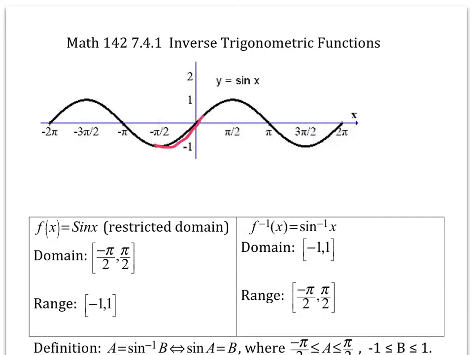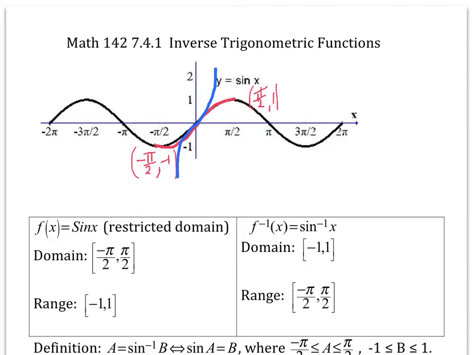We're going to look at this piece from negative pi over 2 to pi over 2, and technically that's a new function. Let's call that capital sine of x. It goes from the point negative pi over 2, negative 1, to the point pi over 2, comma 1. It's one-to-one, has an inverse. We're going to call that inverse function inverse sine of x. The graph looks kind of like that.